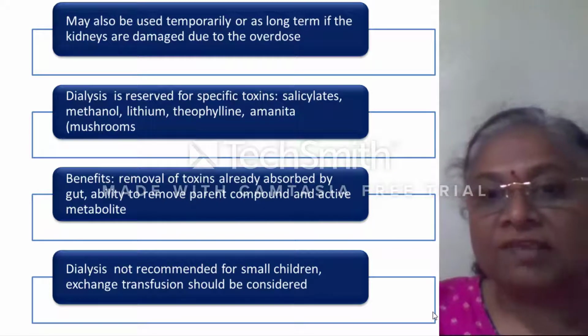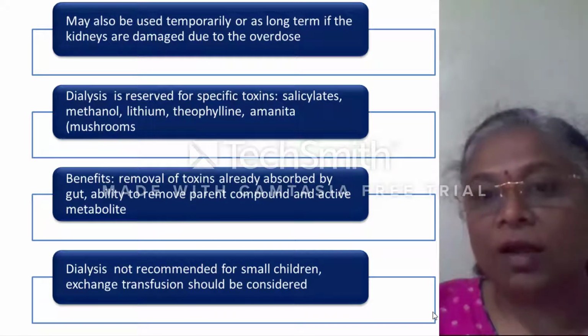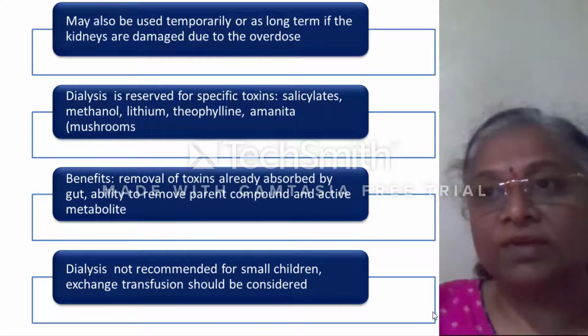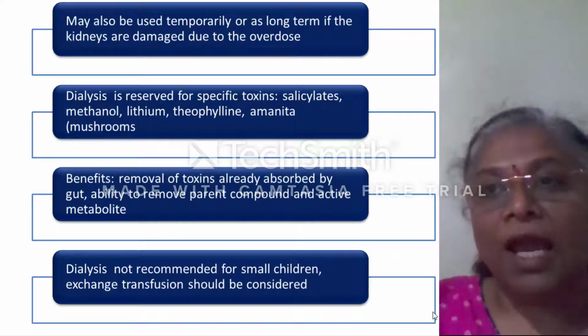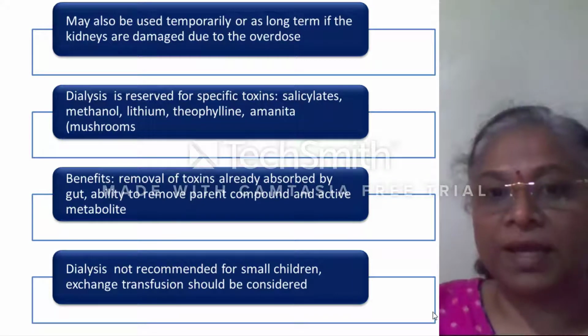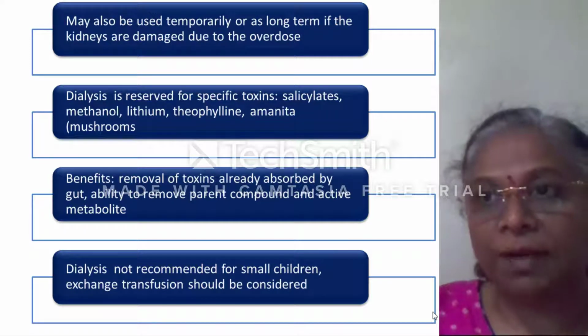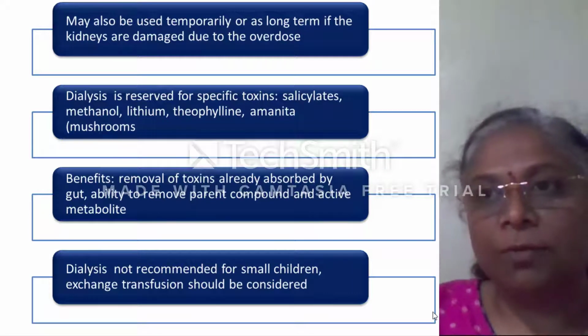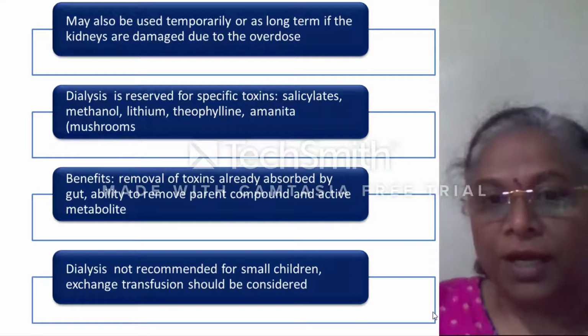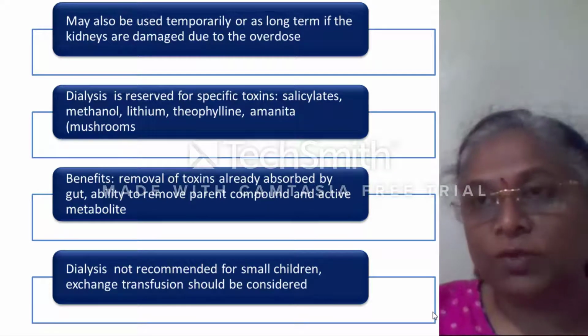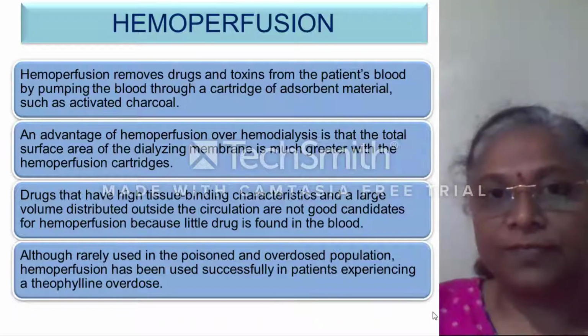The benefit is the removal of toxins that are already absorbed, meaning the one which has already crossed our GIT wall and has reached the circulation can be removed by this technique. And both the parent compound as well as, if after entering into circulation the drug or poison has been converted into a metabolite that is also toxic, that metabolite can be removed with hemodialysis. Dialysis is generally not recommended for small children, and it is usually carried out for adults.